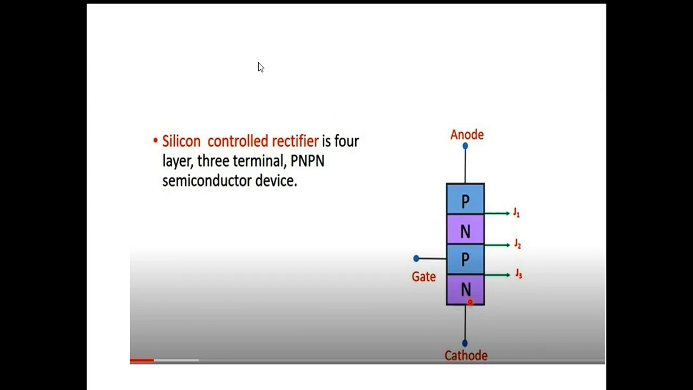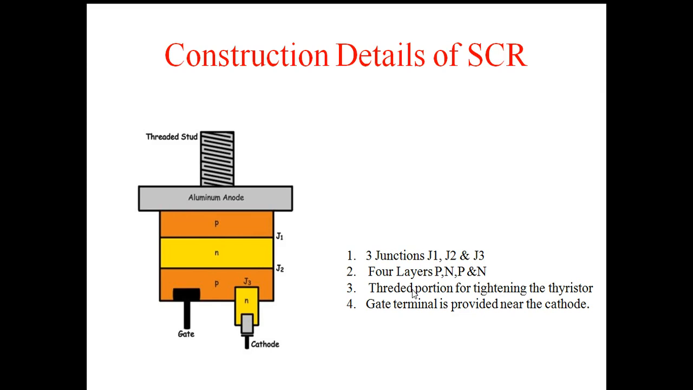Mainly, SCR is a four layer PNPN, three terminal device: anode, cathode, gate, with three junctions J1, J2, J3. Four layers, three junctions, three terminals, a semiconductor device of the thyristor family.